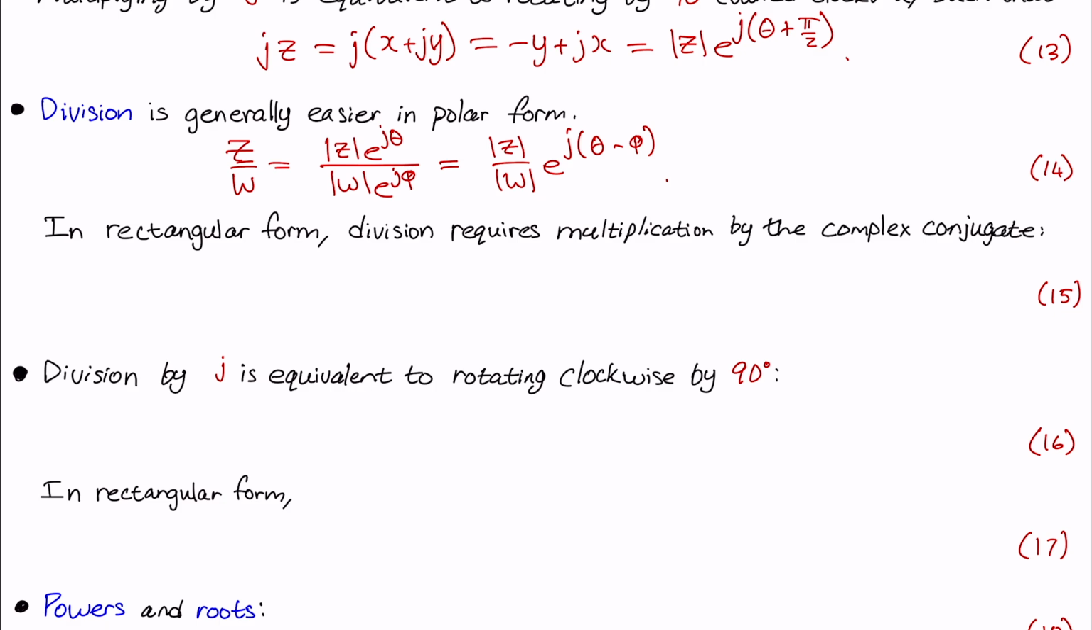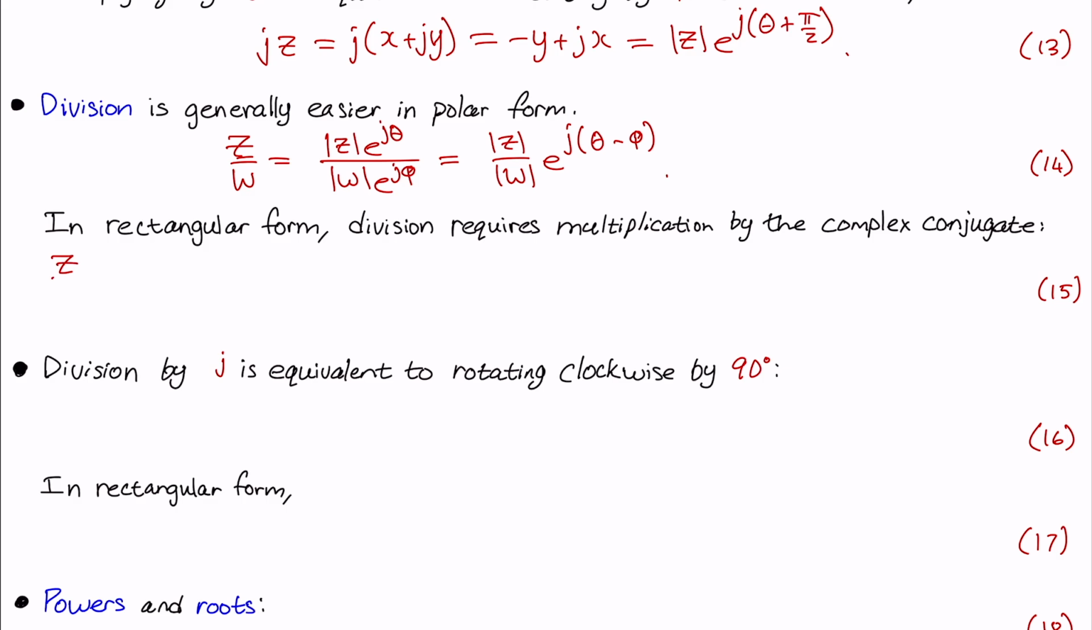If we do division in rectangular form, we are going to have to multiply by a complex conjugate. I'll show what that looks like. So if we do z over w, this will be equal to the quantity x plus jy divided by u plus jv. In order to compute this division, we've got to multiply and divide by the complex conjugate of the denominator. So in the numerator, we'll get x plus jy multiplied by u minus jv, and in the denominator we'll get u plus jv multiplied by u minus jv.